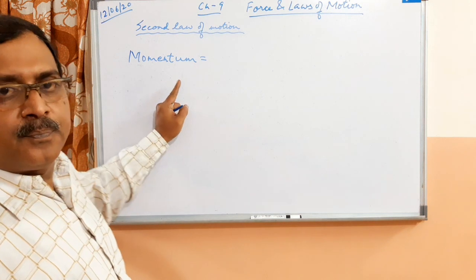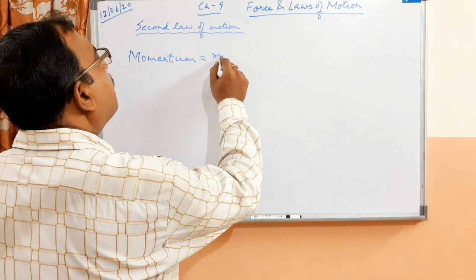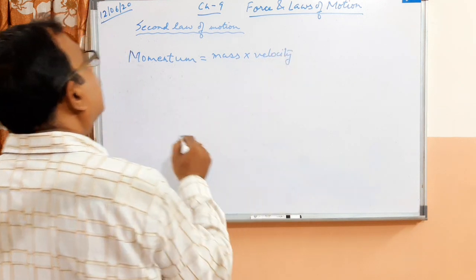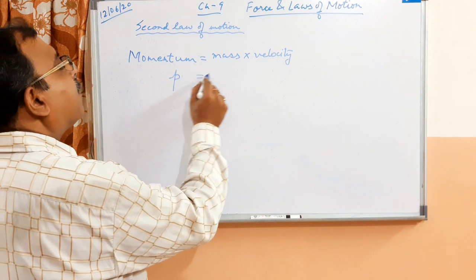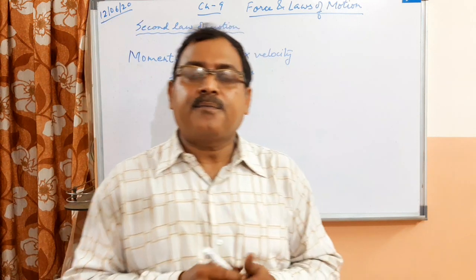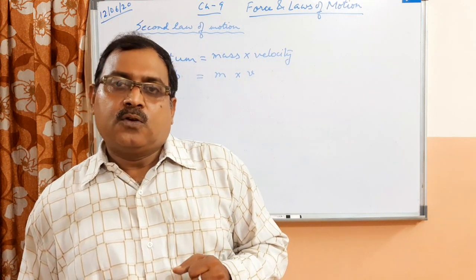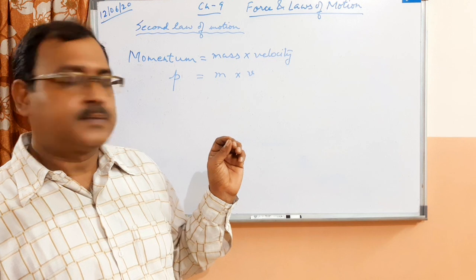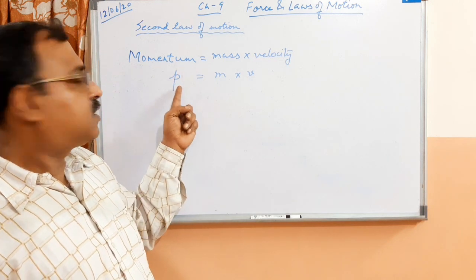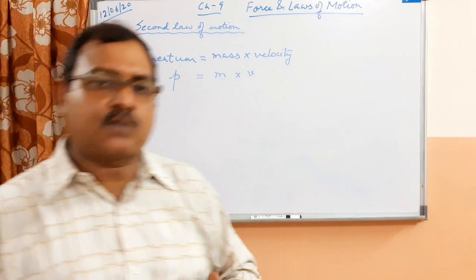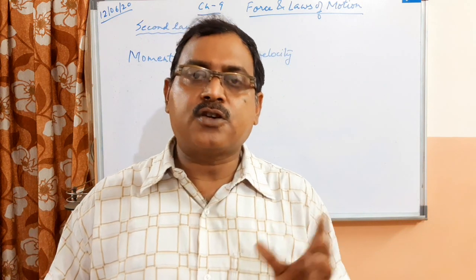Now, what is momentum? Momentum is mass into velocity. Momentum is denoted by small p, that is equal to m into v. Clear? So remember, momentum is also a vector quantity. Momentum is denoted by small p and momentum is mass into velocity. Means whatever is the mass of the body multiplied with the velocity of the body gives you the measure of momentum.